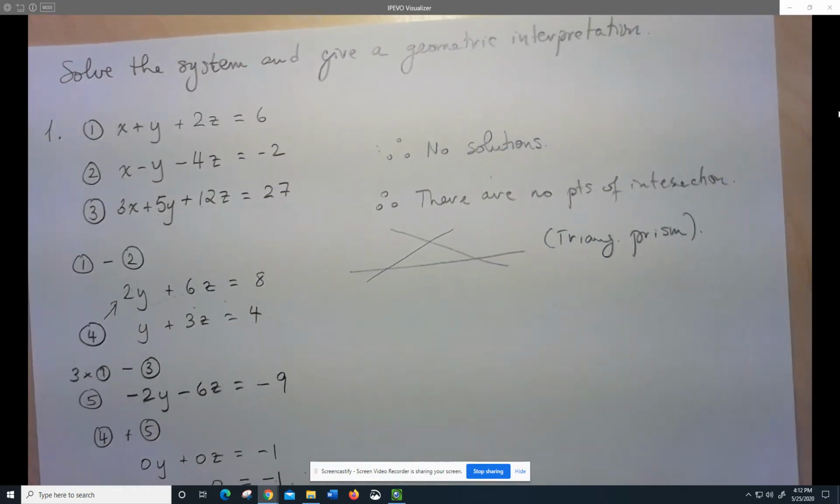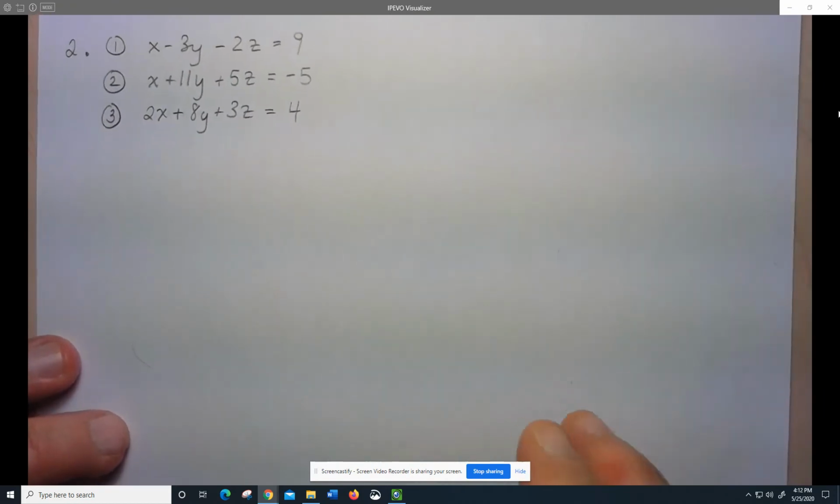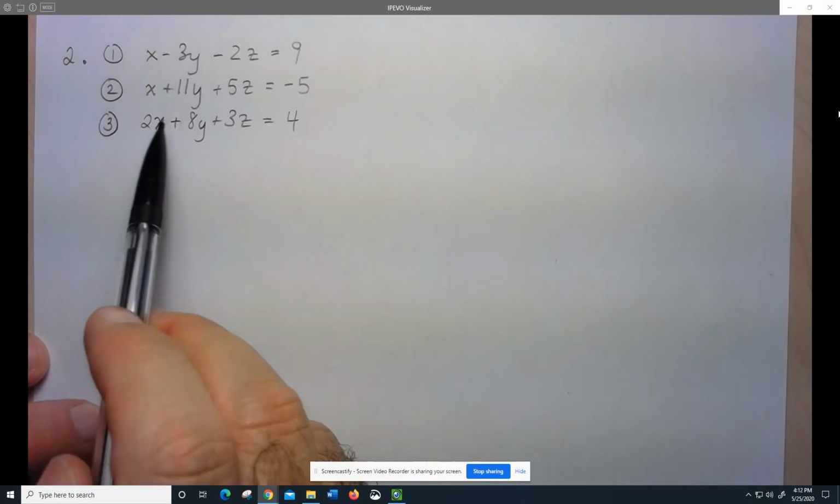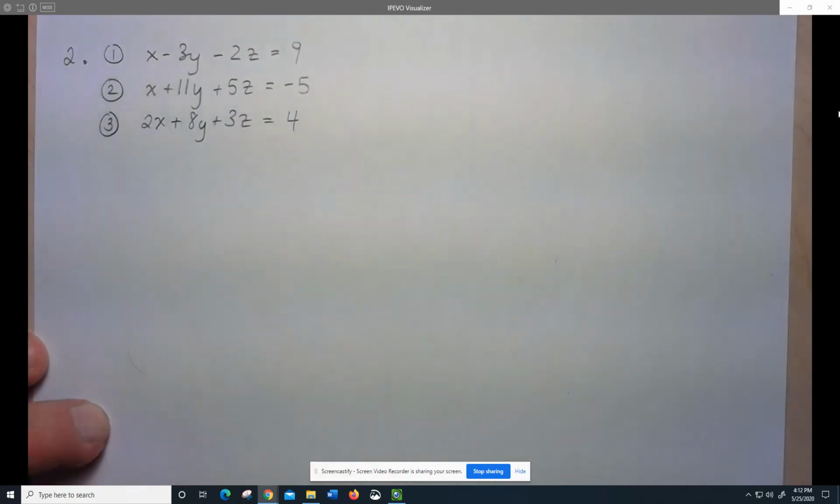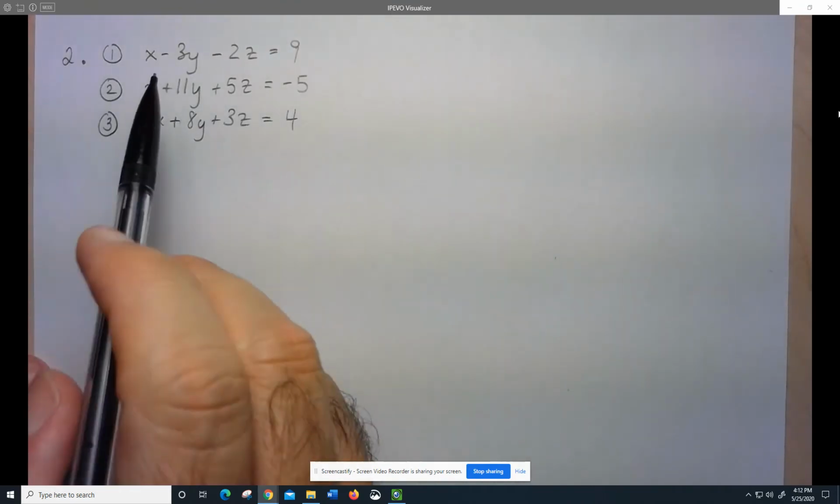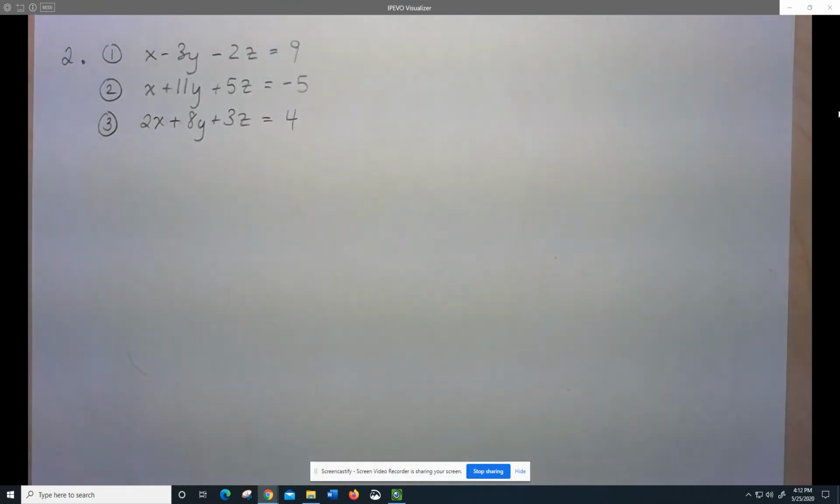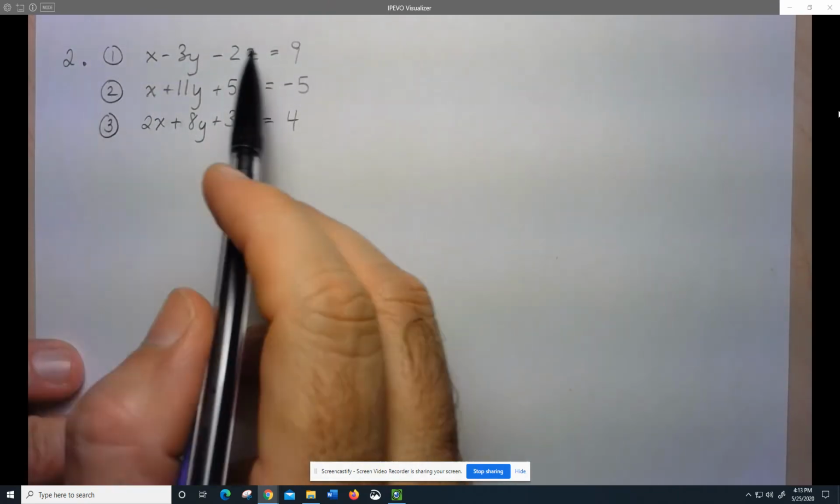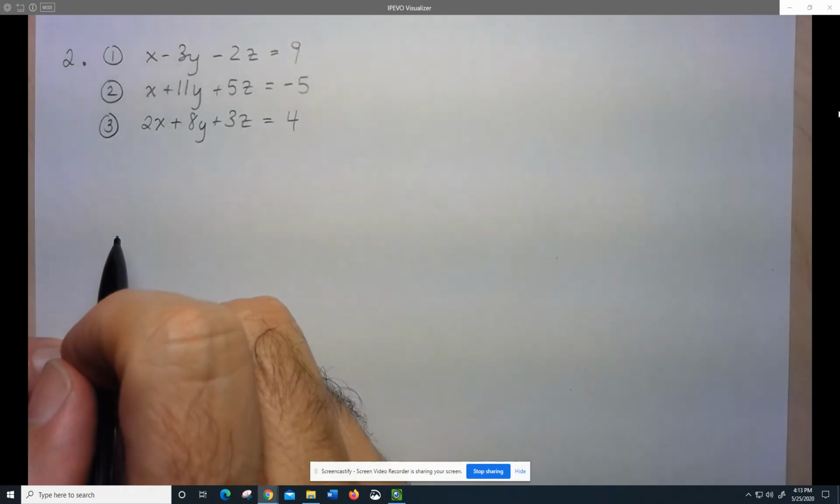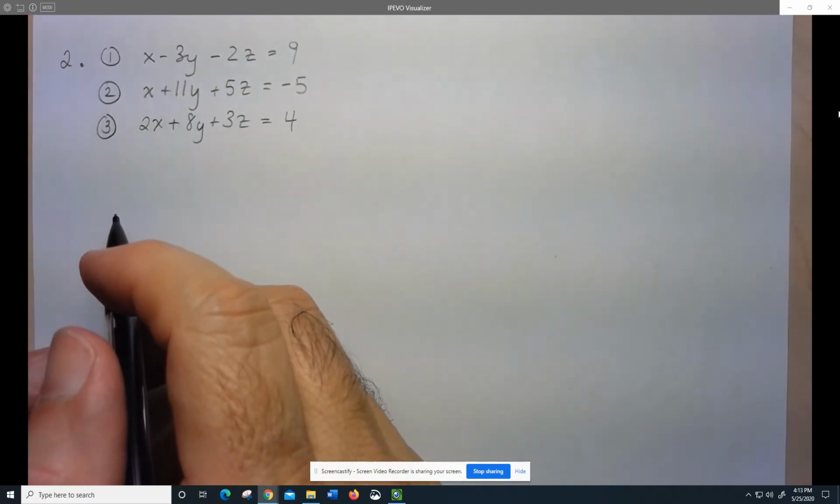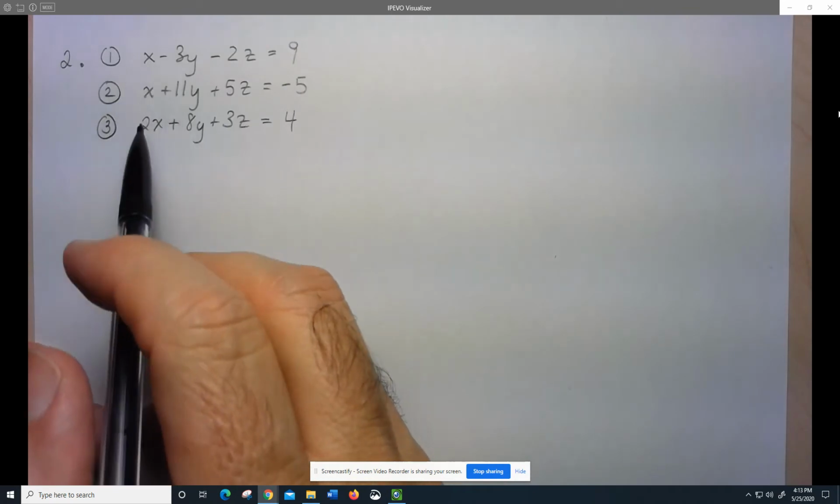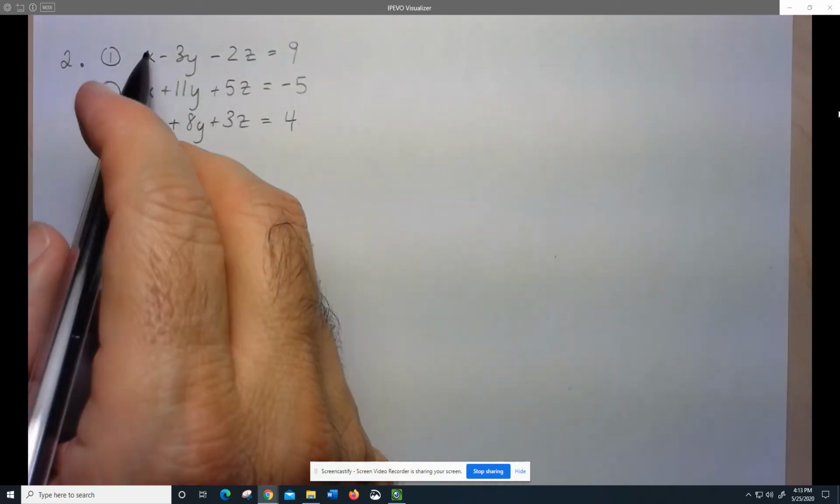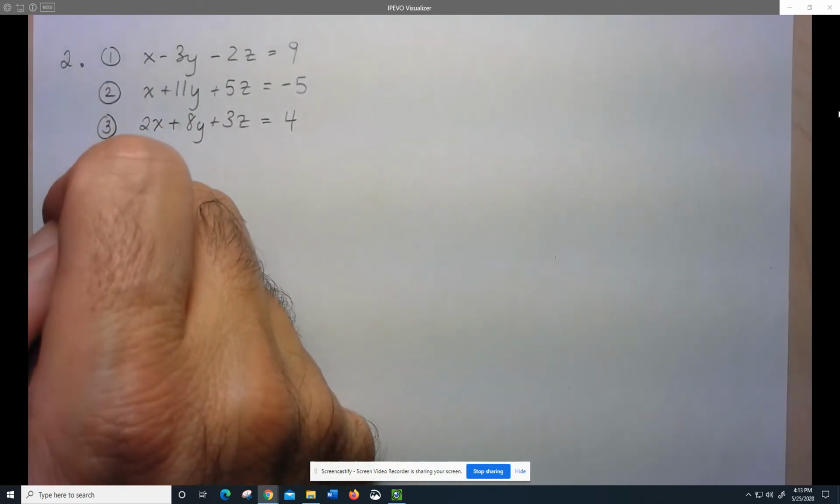Let's take a look at another example. Let's take a look at this system of equations. Again, take a quick look at the normal vectors and you should see that there are no parallel normal vectors. So I know I don't have any parallel planes. So let's do what we did before. Here, I'm definitely going to work with the x's because that's a lot easier. So let's start by eliminating the x's from equations 1 and 2.